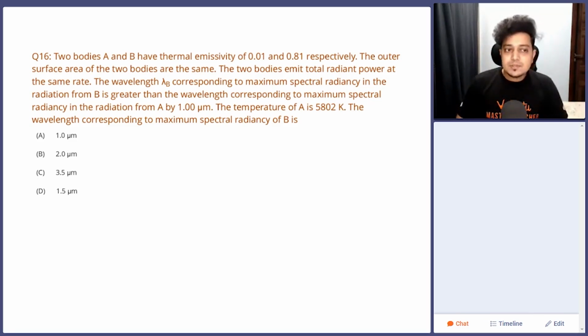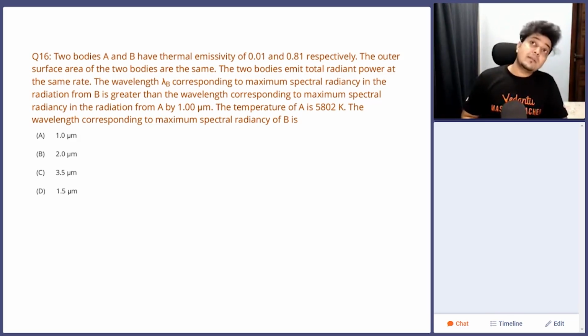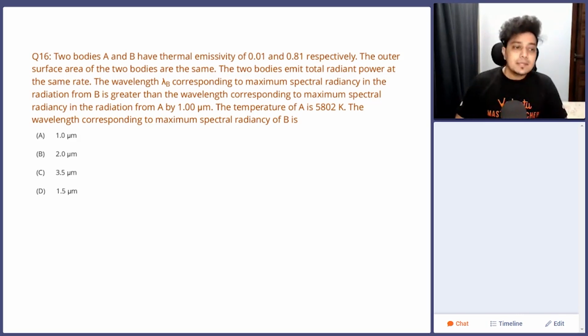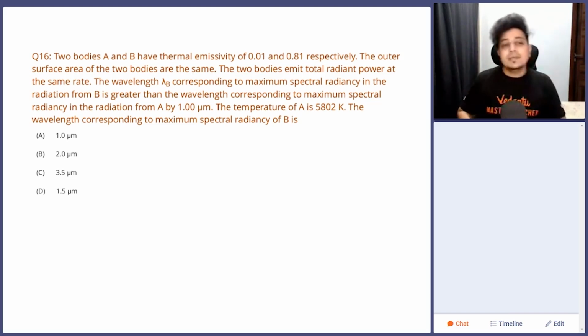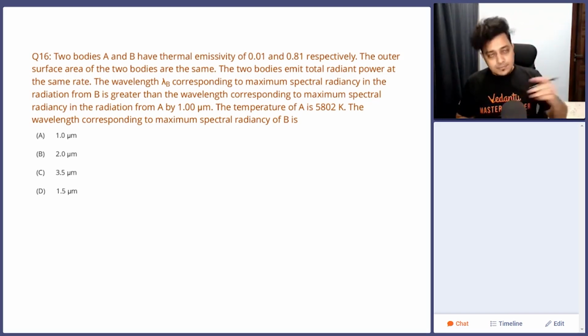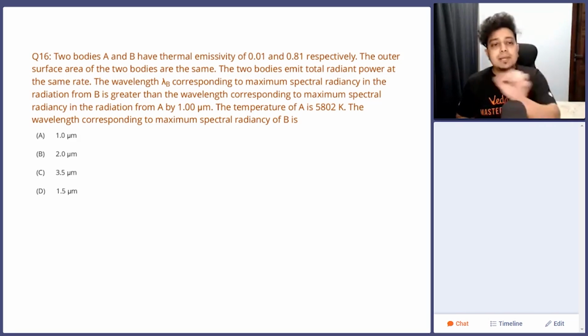The outer surface area of the two bodies is the same. The two bodies emit total radiant power at the same rate, so the power radiated is the same. The wavelength lambda B corresponding to the maximum spectral radiancy in the radiation from B is greater than the wavelength corresponding to maximum spectral radiancy in the radiation from A by 1 micrometer.